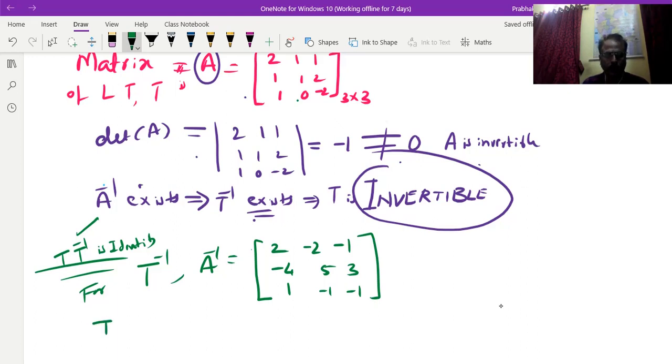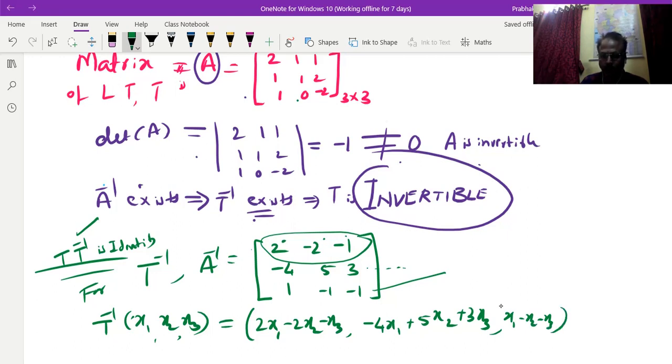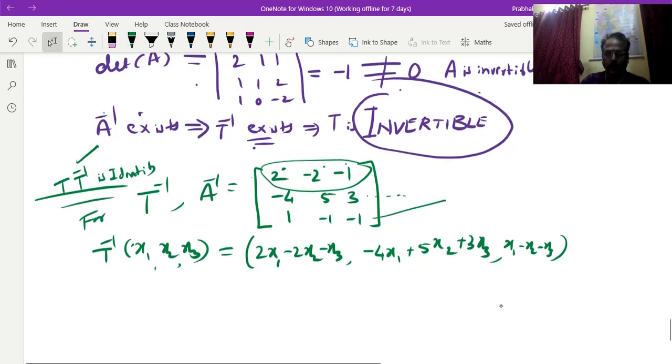Then, corresponding T inverse of some x1, x2, x3, if I find, the first component becomes, you have to attach here x1, x2, x3. For example, 2 times x1 minus 2 times x2 minus x3. Similarly, the second component with respect to the second row, minus 4, 5, 3, I am attaching. And the third row gives us the third component, which is x1 minus x2 minus x3. And hence, T inverse once it is known, now I am going to apply T into T inverse.